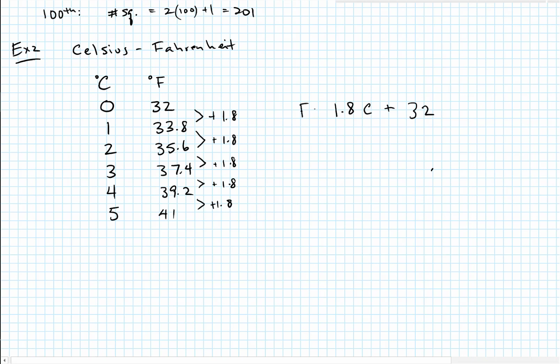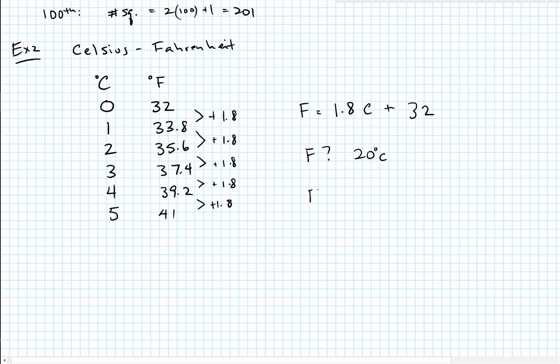And so we end up with a nice little formula here showing the relationship between Fahrenheit and Celsius. The temperature in degrees Fahrenheit is 1.8 times the temperature in Celsius plus 32. So we can ask a question like, what's the temperature in degrees Fahrenheit when the temperature is 20 degrees Celsius?